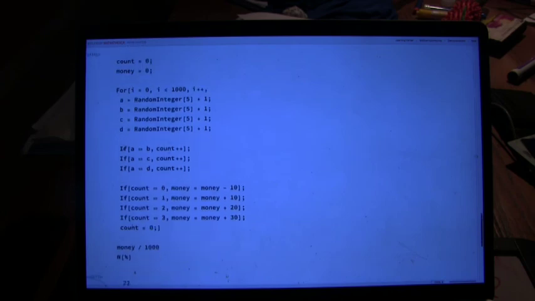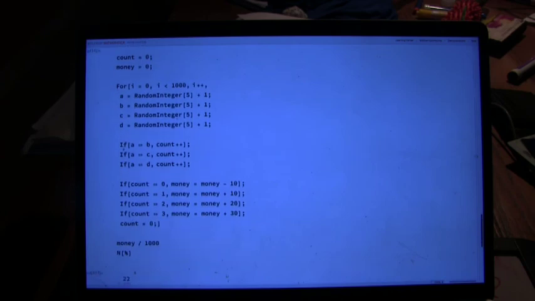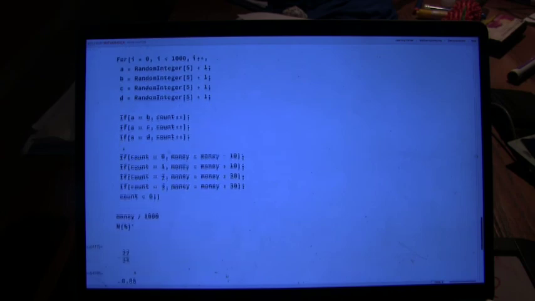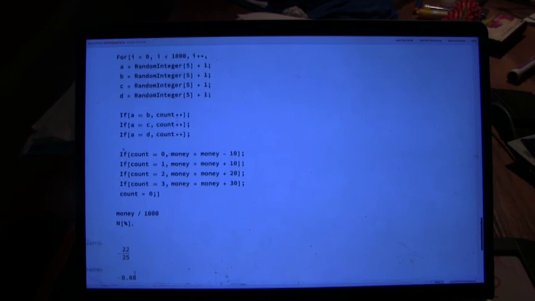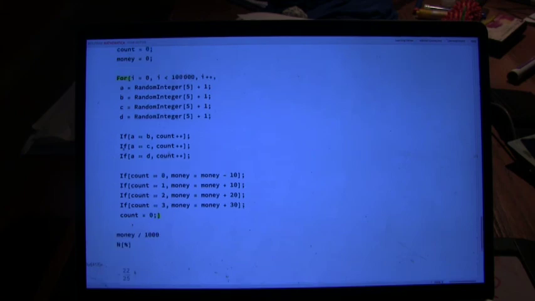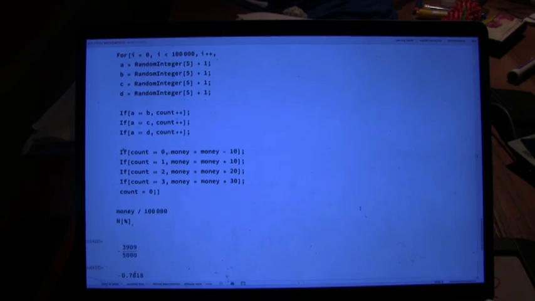So how do you think we could improve our simulation here? If we added more trials. Okay, how many do you want to do? Maybe 100,000. All right, sounds good to me. Money divided by 100,000. This could take a little while. No, 0.78. 0.71. These are all pretty close. Okay, yeah, so that narrowed it down a little bit.